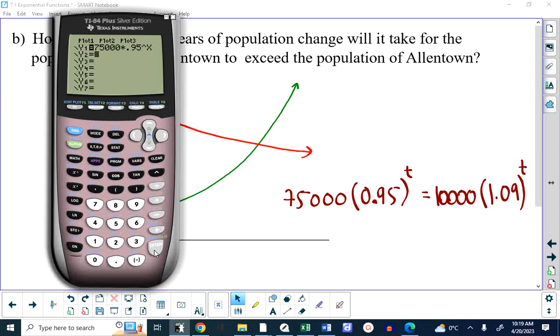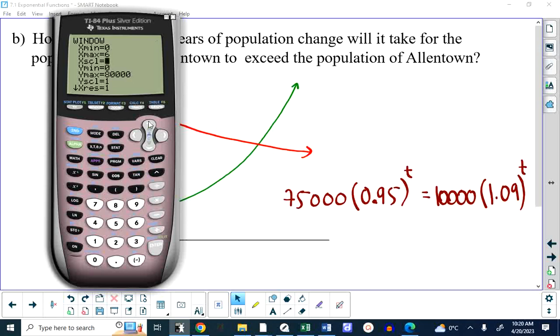Oh boy, I hope this is obvious. This on the left-hand side does not mean 75,000 times 0.95 and then raise it to the x, right? Exponents come first. My y2 is 10,000 times 1.09 raised to the x. I'm going to set up my window settings by making sure that my y goes up to at least 75,000. I want to see that 75,000 at the peak at the beginning for Allentown.